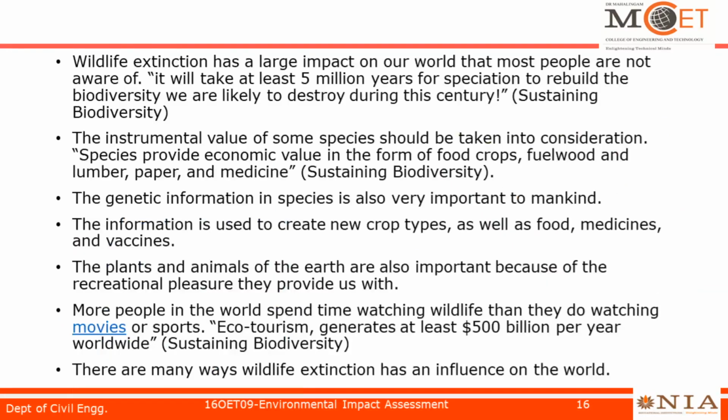Wildlife extinction has a large impact on our world that most people are not aware of. It will take at least 5 million years for species to rebuild the biodiversity we are likely to destroy during this century. The instrumental value of some species should be taken into consideration. Species provide economic value in the form of food crops, fuel, lumber, paper, and medicine. The genetic information in species is also very important for mankind. The information is used to create new crop types as well as food, medicine, and vaccines.